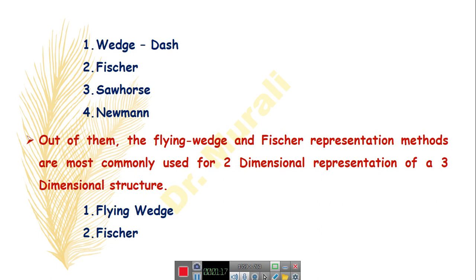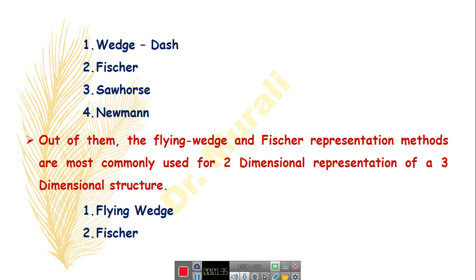There are generally four molecular representations we have in stereochemistry. First one is Wedge-Dash representation. Second one is Fischer representation. Third one, Sawhorse representation. And the last one is Newman representation.